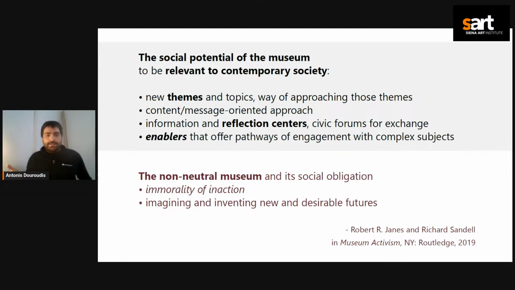And on top of that, in the last years, this potentiality is theorized as being an obligation of the museum as a cultural organization for the common interest. And through this, by recognizing that the museum is not neutral, concepts such as the immorality of inaction are being centered, meaning that when there is some kind of social injustice, if the museum is not recognizing and acknowledging the causes and the consequences, it somehow shares part of the responsibility for those injustices. But also some museums nowadays try to imagine and invent new futures that are more socially just and emancipated.